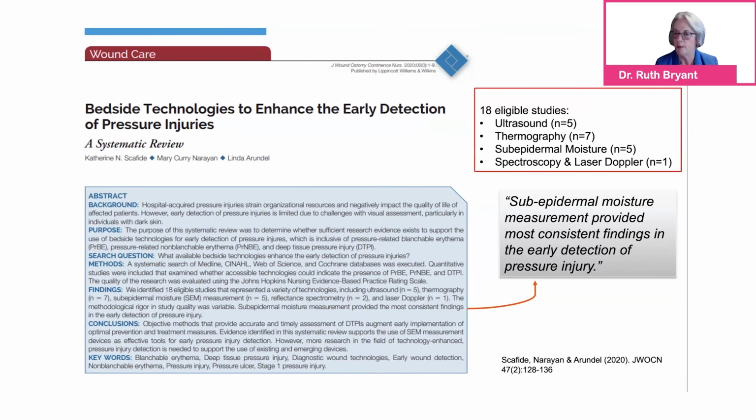And what she found was that the subepidermal moisture measurement provided the most consistent findings in the early detection of pressure injury. So this is just to say that these other techniques exist, but what subepidermal moisture has, when you're looking at these devices, is more literature, more research at a higher level to demonstrate the impact of this device and its clinical utility. Other devices have a role. They may just be working on improving their science to support the utilization and the bedside clinical application of them.